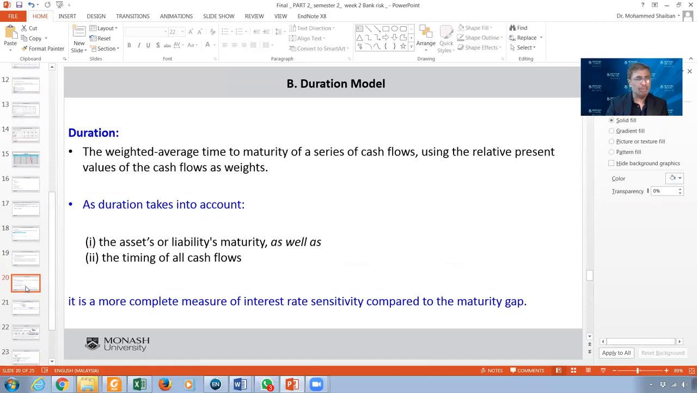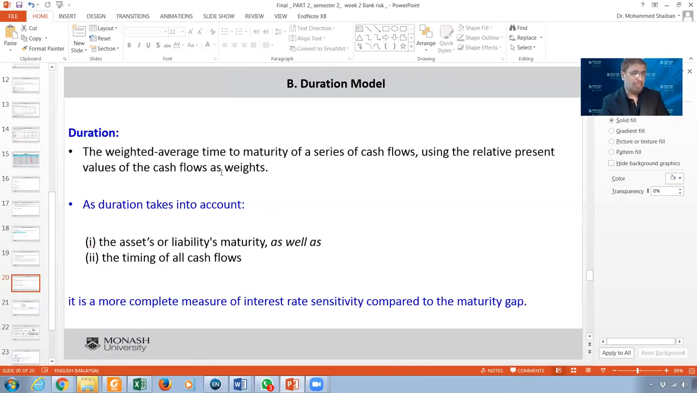Now duration is a little bit our friend, because it takes care of that. Duration is the weighted average of time to maturity of a series of cash flows, using the relative present value of the cash flow as weights. You will say, I didn't really get it. From this wording you may or may not get it, but they are talking about the cash flows, which is one of the problems of the repricing model. They have to take care of that, and I will show you the calculation now.